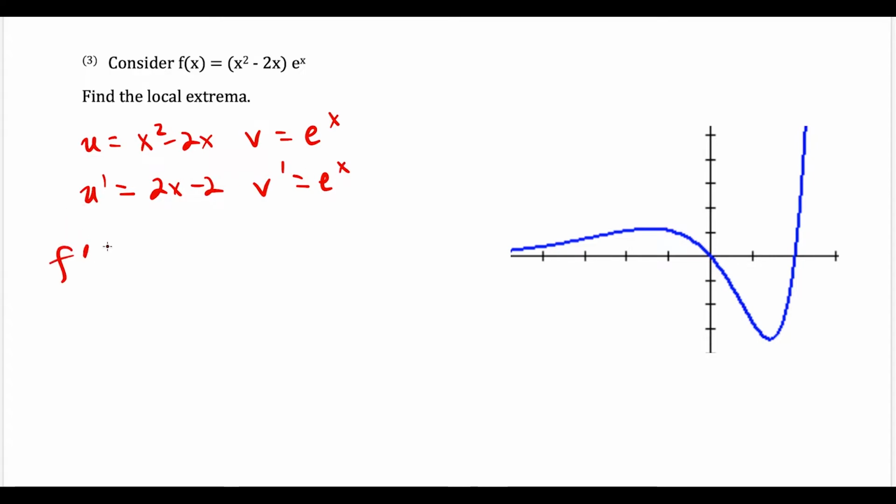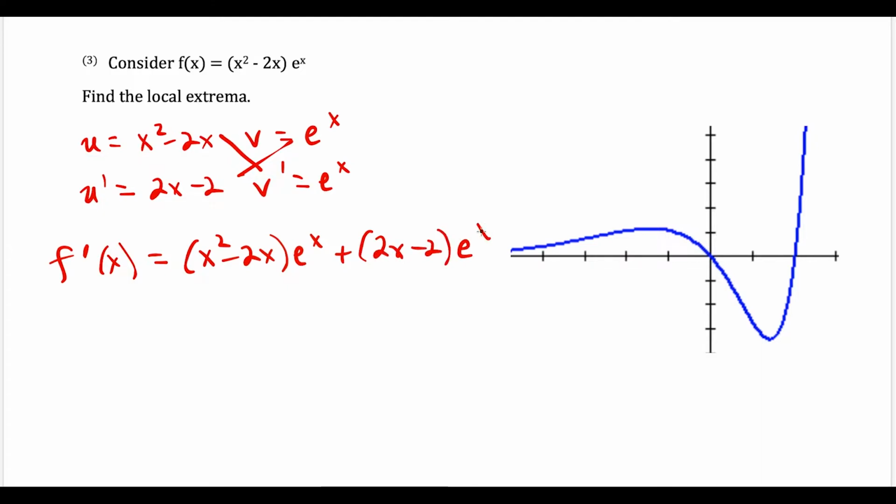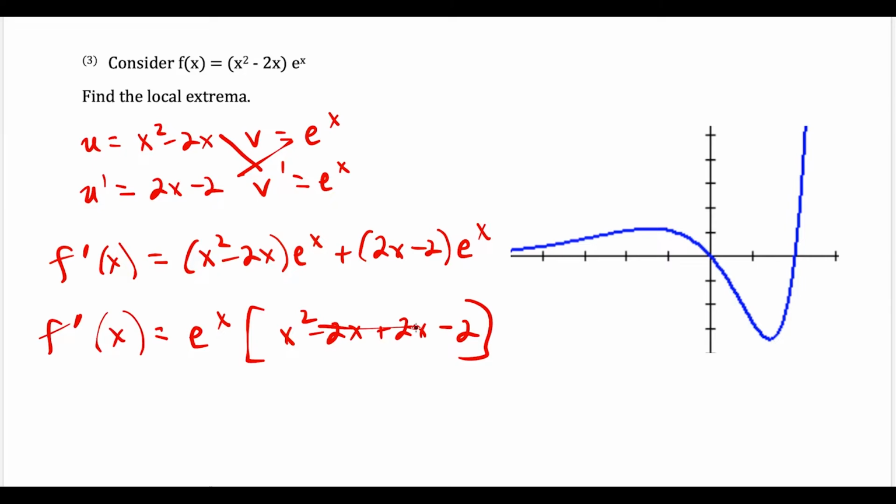So now when we apply the product rule, remember we have u times v prime, so we're going to have x squared minus 2x times e to the x, plus, and then we're going to have 2x minus 2 times e to the x. So we have this here. And now to make life simple, we're going to factor out e to the x. And then this is going to make x squared minus 2x, and then we're going to have plus 2x minus 2. And notice these terms here are going to cancel, so our simplified f prime is going to be e to the x times x squared minus 2.